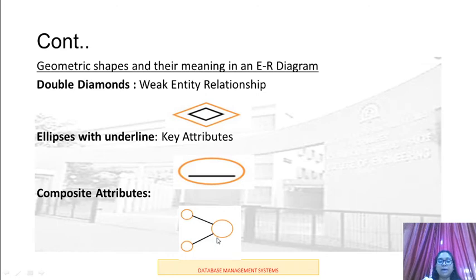Your name we can divide into first name, middle name and last name. So attributes which we can divide into multiple other attributes are called composite attributes. How do we identify these composite attributes? There is one ellipse, and this ellipse is again connected to other ellipses. That is why we can represent it as a composite attribute.